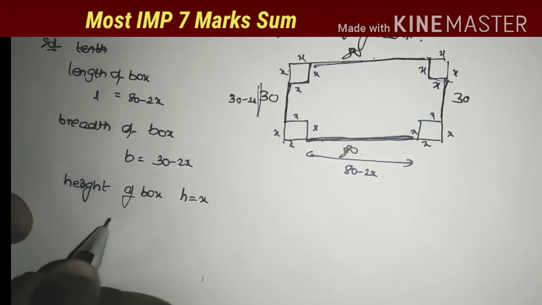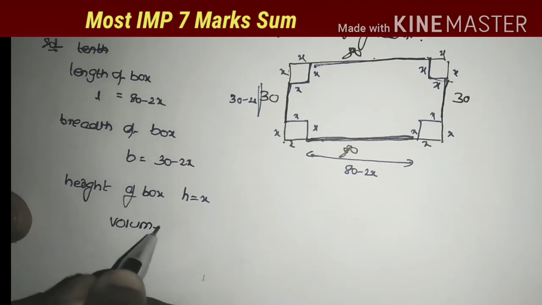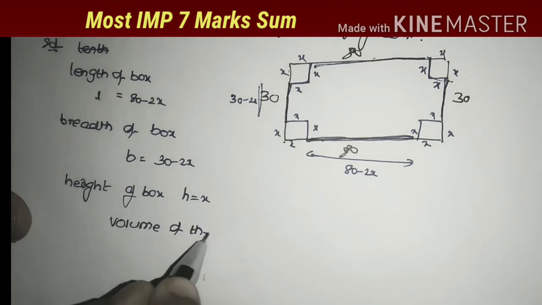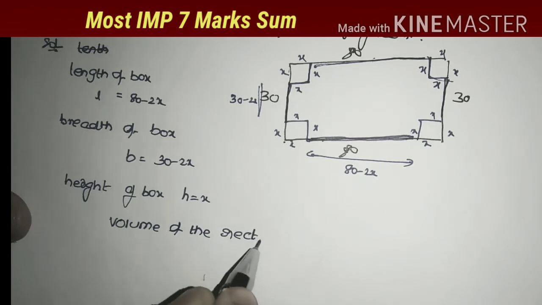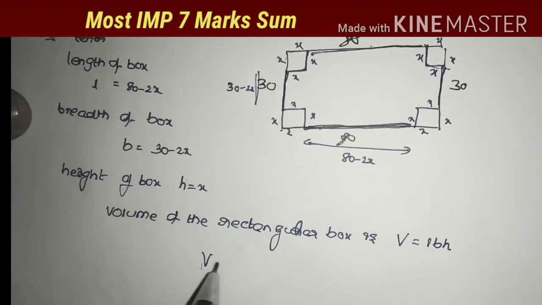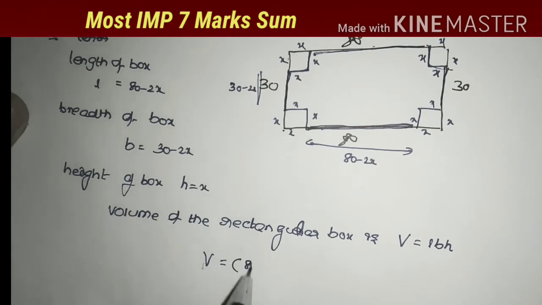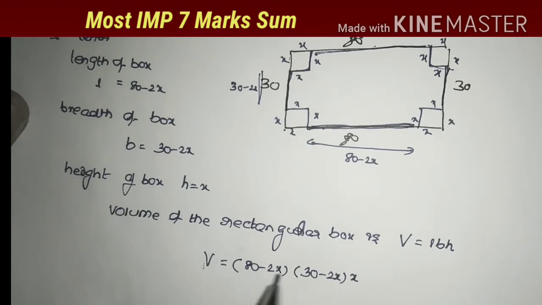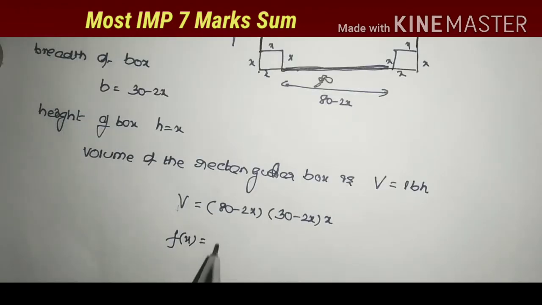So first I take the volume of the rectangular box formula. Volume of the rectangular box V is equal to L into B into H. This is the formula. Now substituting the values, L is equal to 80 minus 2x, B is equal to 30 minus 2x, and H is equal to x. Here all terms are in x, so we take this value as f of x. So f of x is equal to (80 minus 2x) into (30 minus 2x) into x.